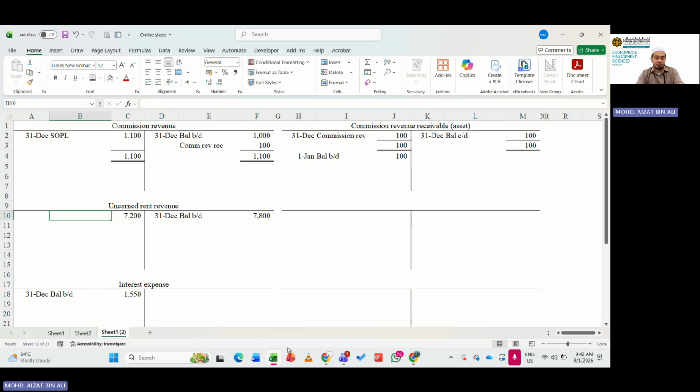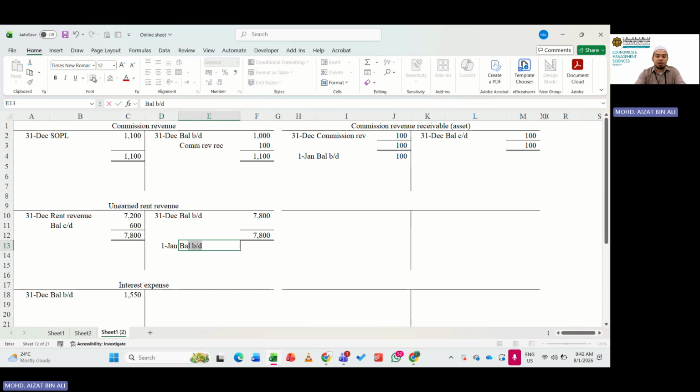7,200 ringgit. The date is 31st December. What's the particular? Just remove the word unearned, so it becomes rent revenue. Now let's close the account first before we move on to the other double entry. 7,800 ringgit, 7,800 ringgit, and this is 600 ringgit. Balance CD. Then we have 1st January, balance BD 600 ringgit. That's it for our unearned rent revenue account.